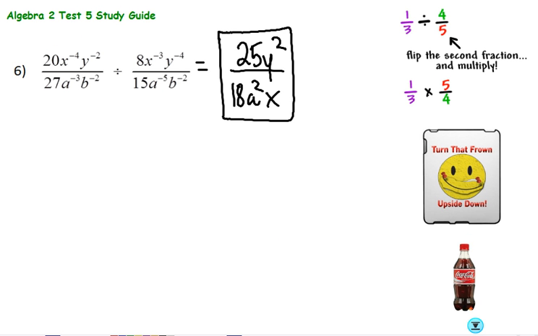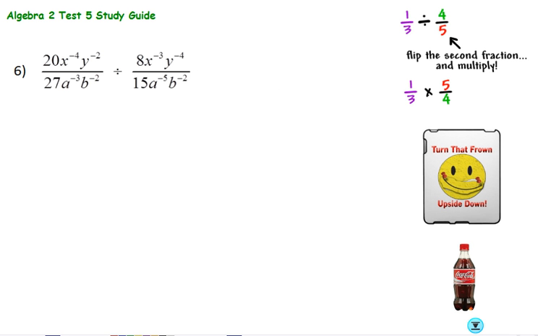For number 6 in the middle, you should have gotten 25y squared over 18a squared x. If you got it, great. Pause now and try number 6 on the right side. If you didn't get it right, then let's hold on here for the explanation. And again, when we go through this, if you catch a mistake, go ahead and pause the video and try the rest of it on your own. It's not going to do any good if you just copy everything I write. You want to really be trying to do this on your own.